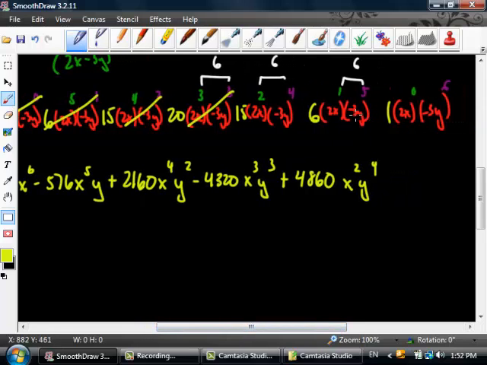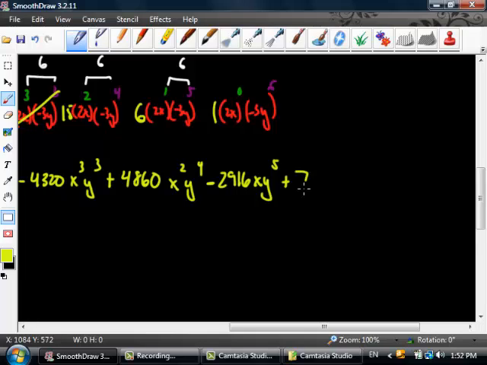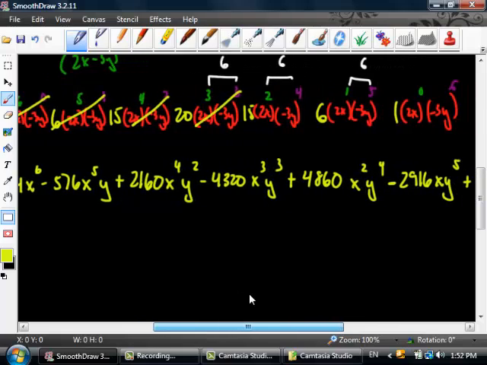Okay, I need 2 times 6, so I need 12 times negative 3 to the 5th power. Negative 3 to the 5th is negative 243. So negative 243 times 12. Negative 2916, x, y to the 5th, and that's plus, I need 3 to the 6th power, 729, y to the 6th. Okay, so this big long thing is your answer here, starting from 64x to the 6th.